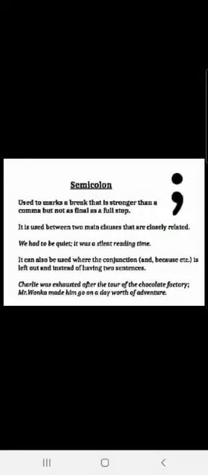Charlie was exhausted after the tour of the chocolate factory; Mr. Wonka made him go on a day worth of adventure. So instead of a semicolon, a conjunction can be used here. But you're not using a conjunction, so you have used a semicolon. And these two sentences are also related to each other. Alright children? Let us read about colon now.